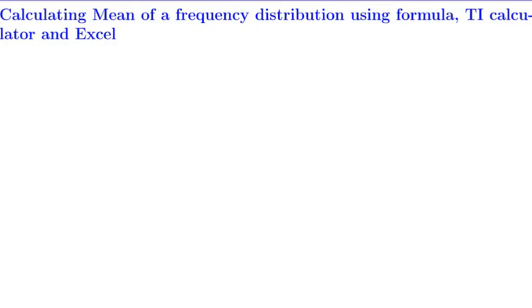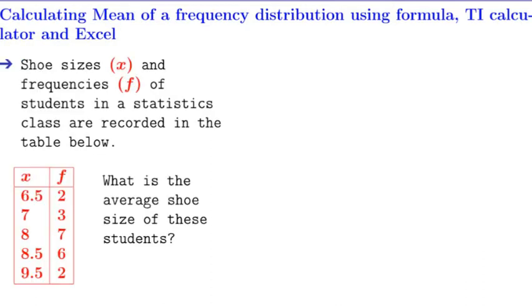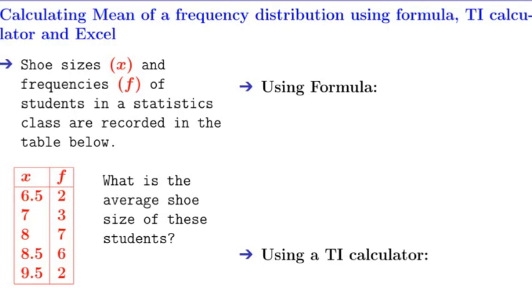Here I am going to talk about calculating the mean of a frequency distribution using a formula, a TI calculator, and Excel. Now let's look at this example. We have shoe sizes and frequencies of students in a statistics class, which are recorded in this table. Now we have to find out what the average shoe size of these students is. Here we can find the average shoe size using the formula, and also using a TI calculator and Excel.